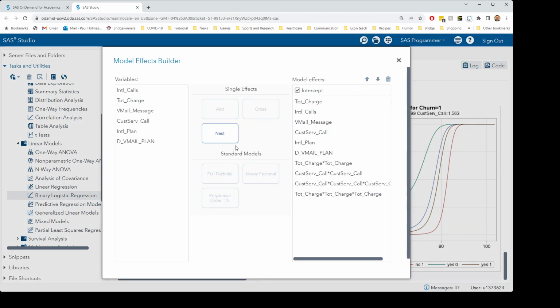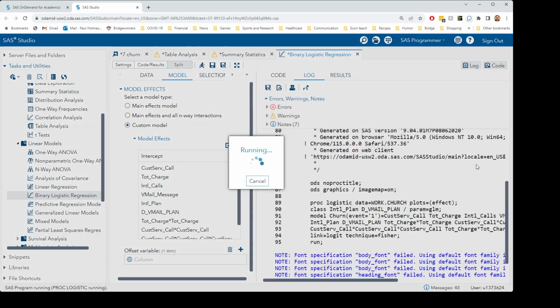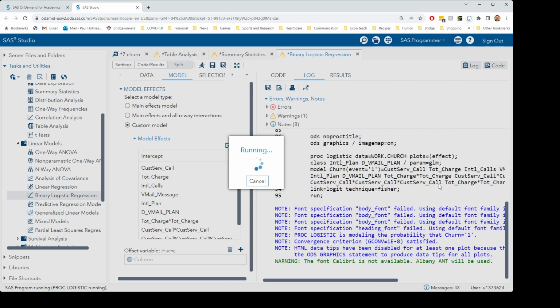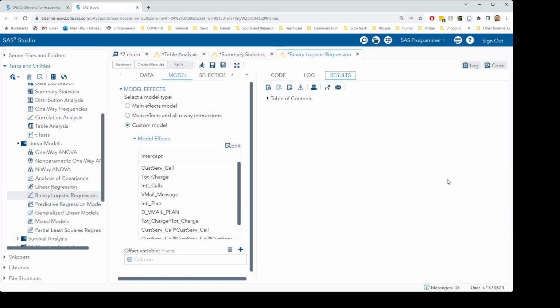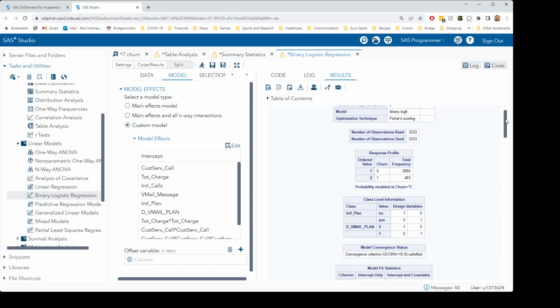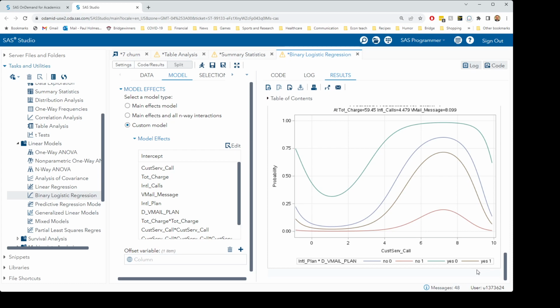Okay, let's see if we can do the same for customer service calls. So we'll move that up to the top. You should think, before we hit run, what we're going to get here. What do you think we're going to get? Probably more customer service calls means more likely to churn, right? There we are. Alright, so this one's a little bit weird.